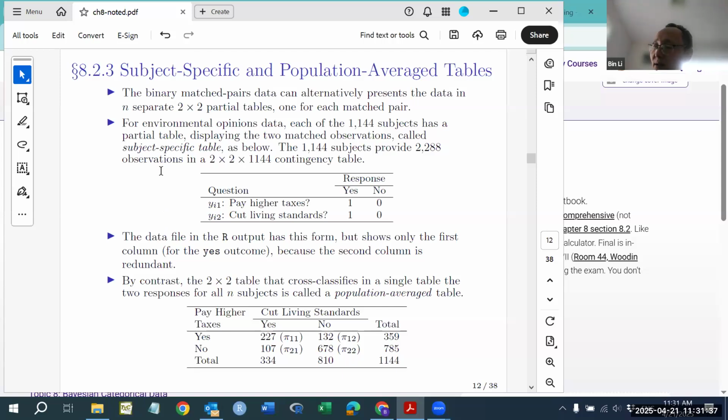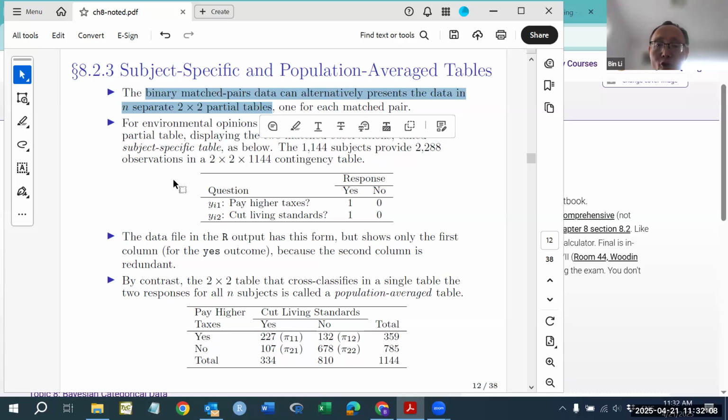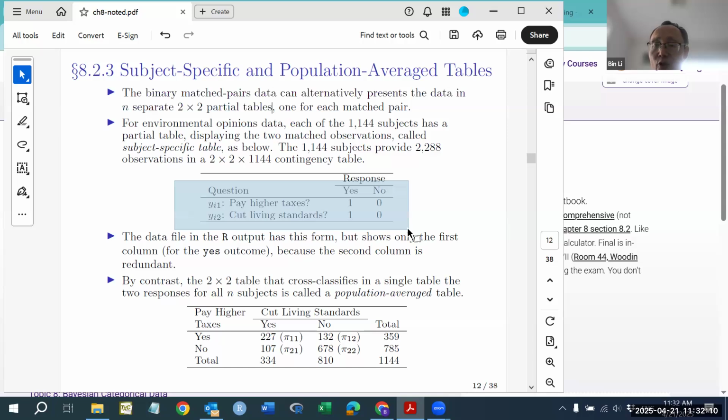Okay, so that's the marginal approach through the generalized estimating equations. Okay, so section 8.2 is about a different modeling approach. That's the subject-specific approach. Okay, so here the binary matched pair data can alternatively be presented as n separate 2x2 tables. Is that right? So for each subject, we have a 2x2 table.